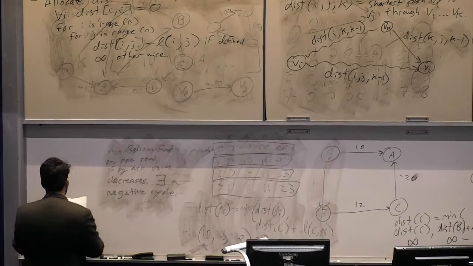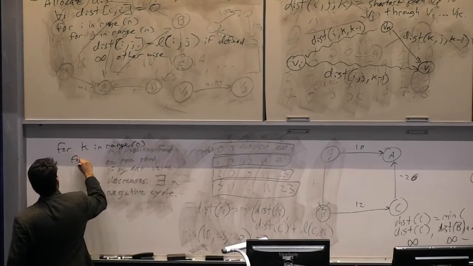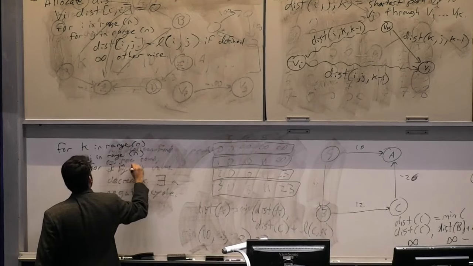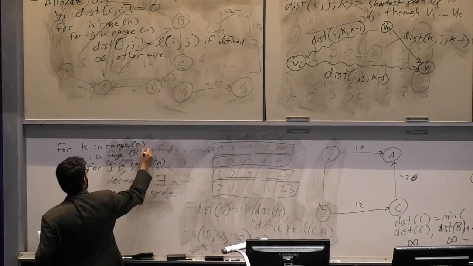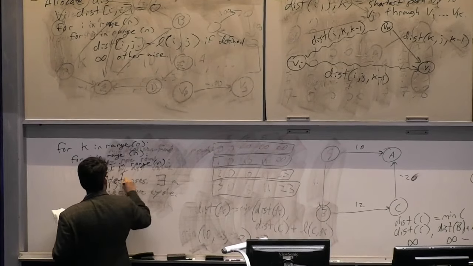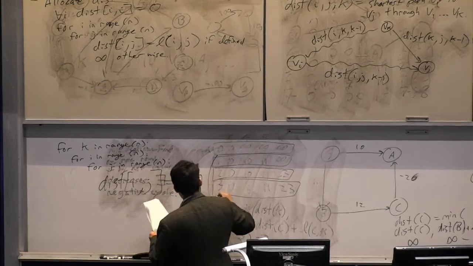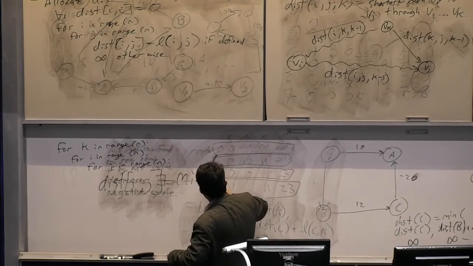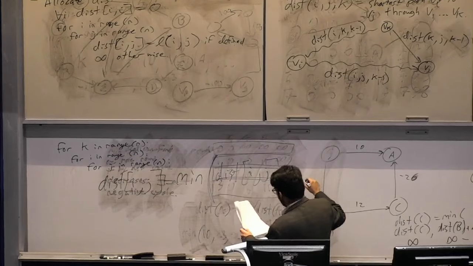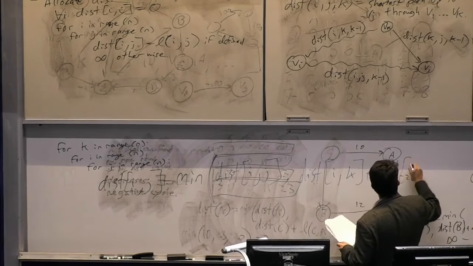Here's the implementation of Floyd-Warshall. For k in range n, for i in range n, for j in range n, where n is the number of vertices. Dist of ij is going to take on the minimum of the current, which is dist ij, and dist of ik plus dist of kj.